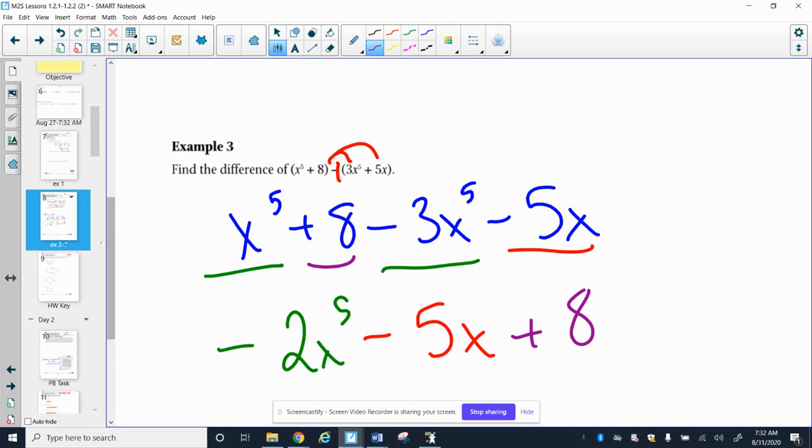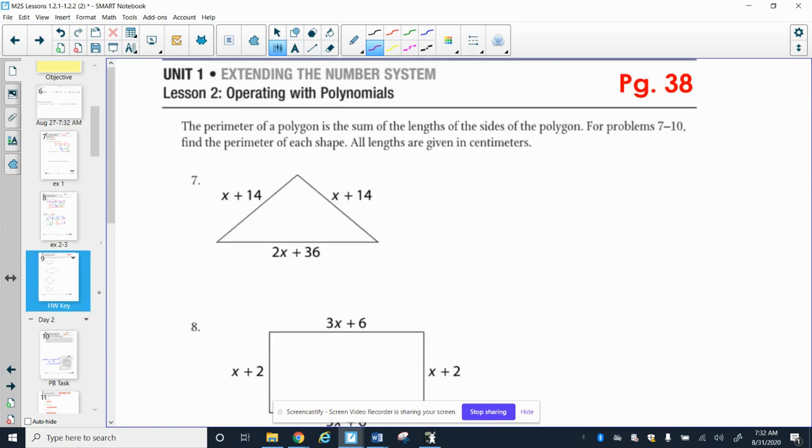Let's apply this topic to something else. Okay, so let's flip to page 38. Okay, page 38. So now it says the perimeter of a polygon is the sum of the lengths of the sides of the polygon. For 7 through 10, find the perimeter of each shape. All lengths are given in centimeters. Okay, so now we can apply what we know about combining like terms in order to answer this geometry question.